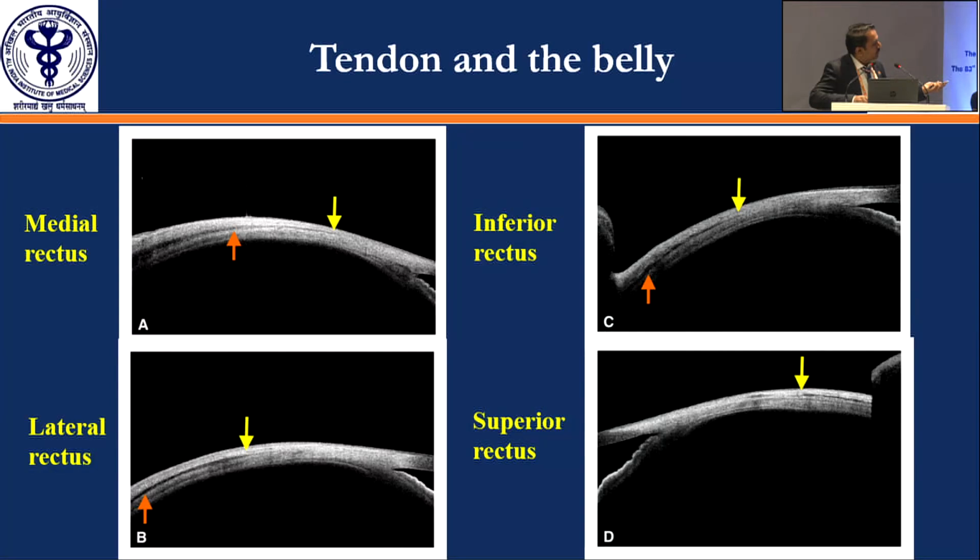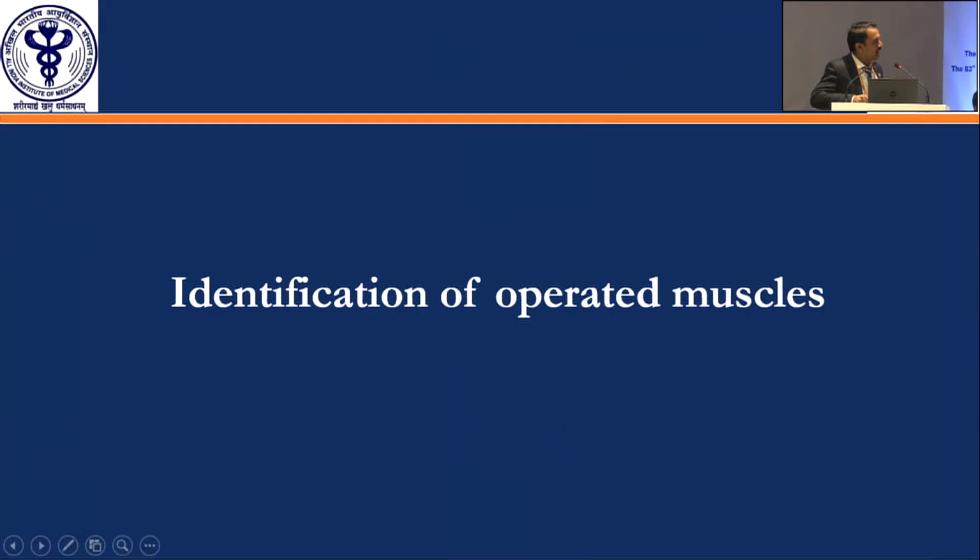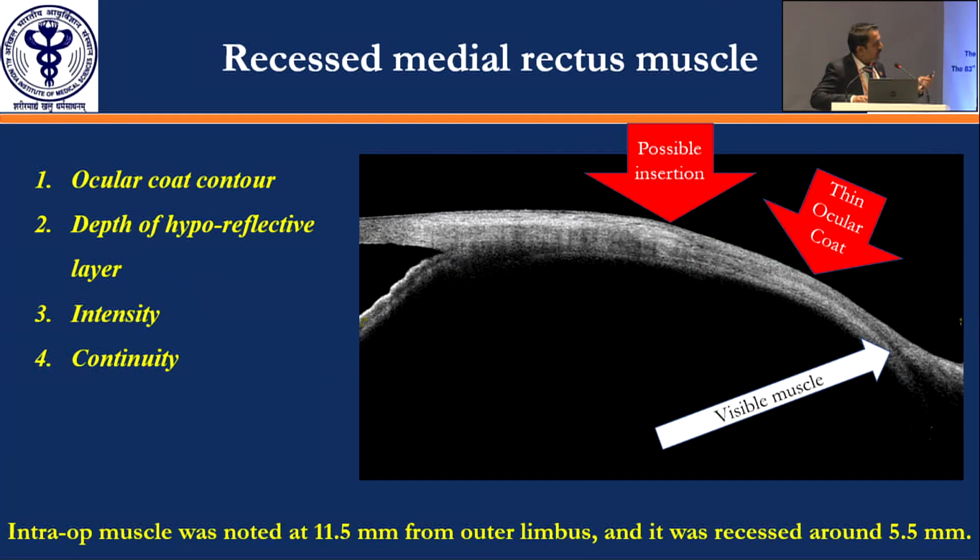Approximately you can say that probably the belly has begun here, and we are more confident that this is the belly. So the same thing applies to all the rectus muscles. How much maximum muscle can you see? With good adduction you can see up to 9 mm of medial rectus muscle, up to 10 to 11 mm of lateral rectus muscle, and somewhere between 3 to 6 mm or 3 to 5 mm of superior rectus and inferior rectus muscle. That being said, we need to use this tool for some clinical purposes, and I want to tell them one by one.